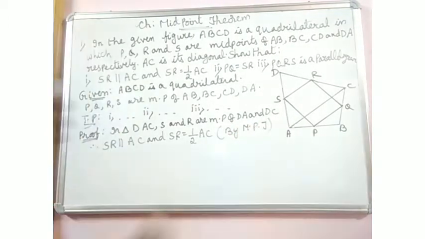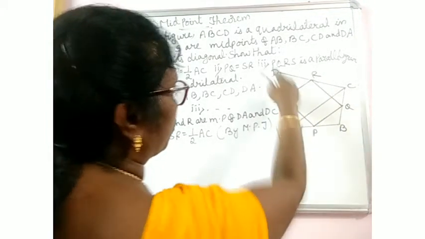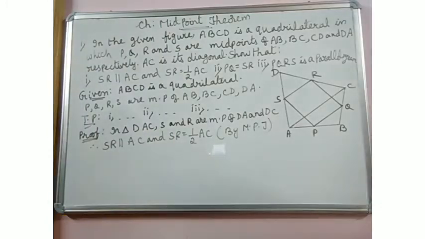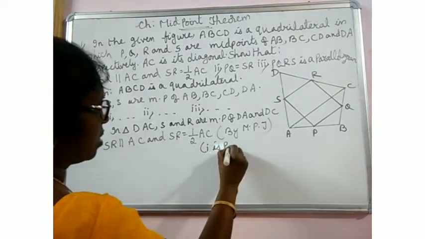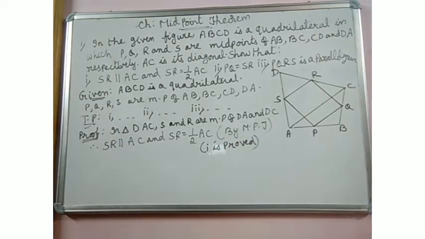You have learned the midpoint theorem that the line segment joining the midpoints of two sides of a triangle will be parallel to the third side and is half of the third side. So that is already proved. So our first bit is done already. Okay. Now let us work out the second bit.